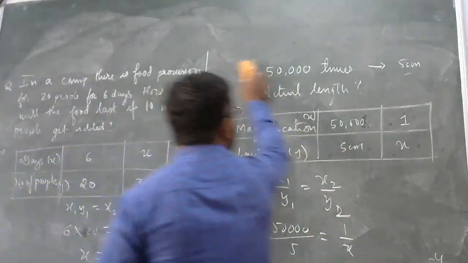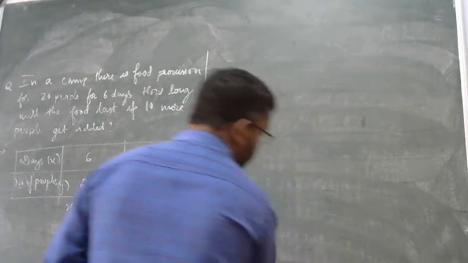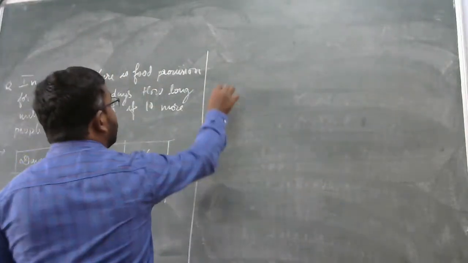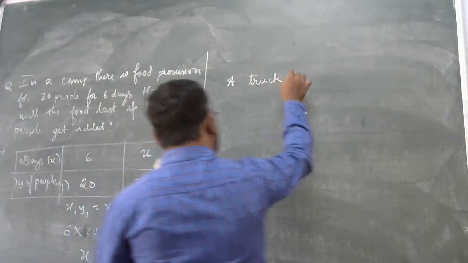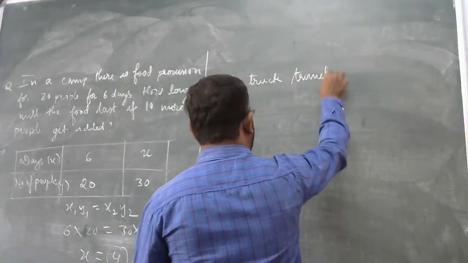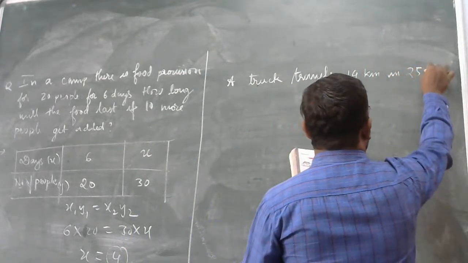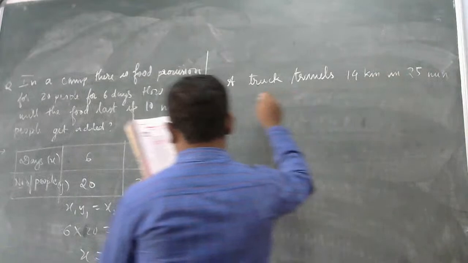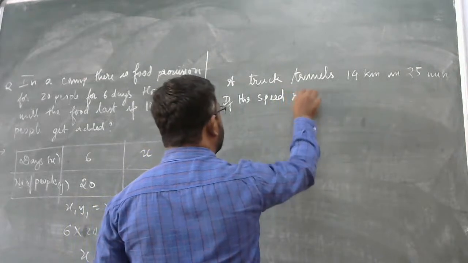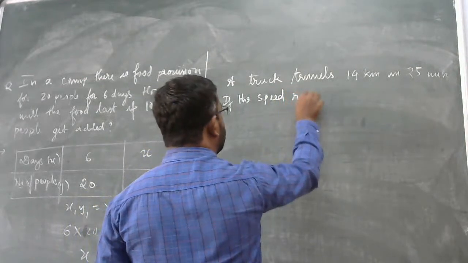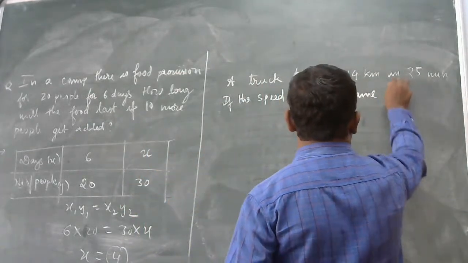Okay. You do this. A truck travels 40 kilometer in 25 minutes. If the speed remains same, how far can it travel in 5 hours?